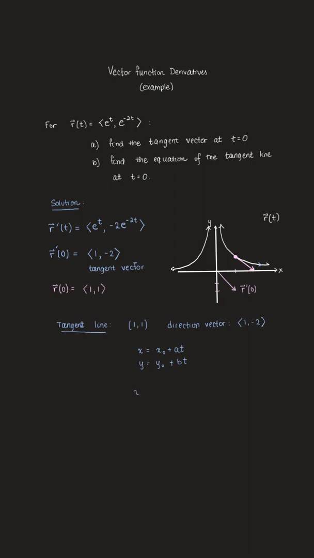So our parametric equations for our line will be x equals 1 plus 1t, since a is 1, this is the value of a, and y will be 1 minus 2t, since our value for b is negative 2. And we'll let t go from negative infinity to infinity to generate our parametric equations of our tangent line.